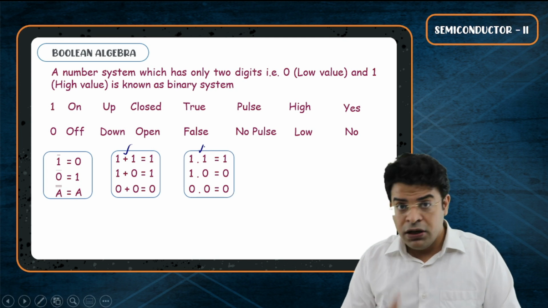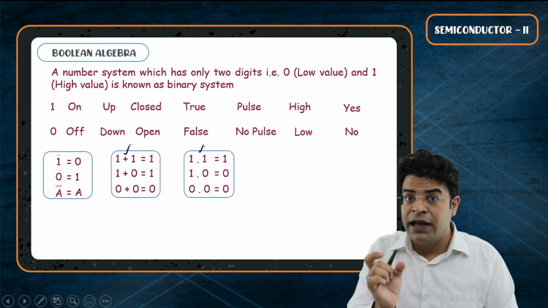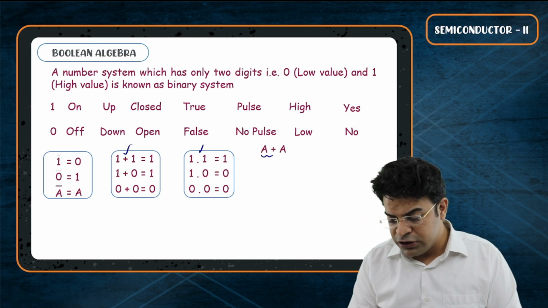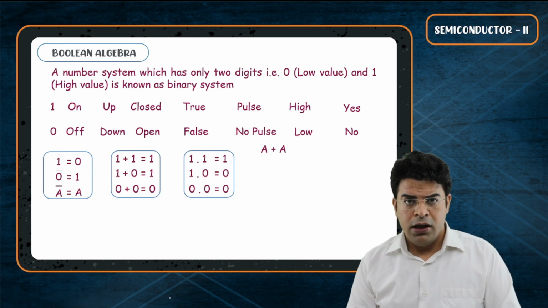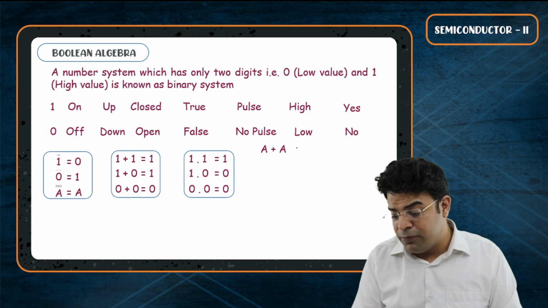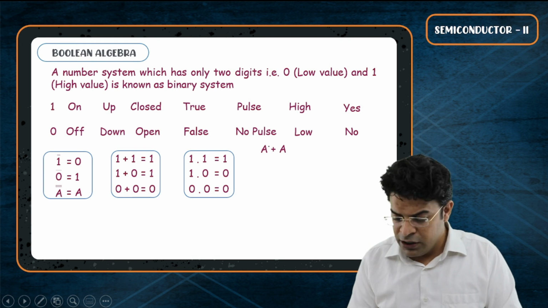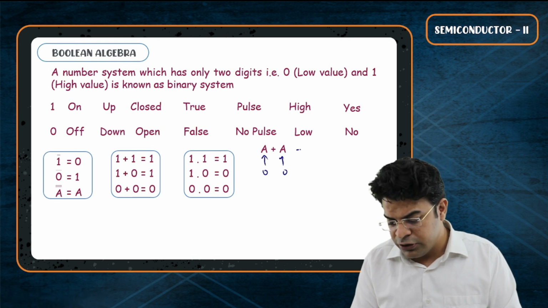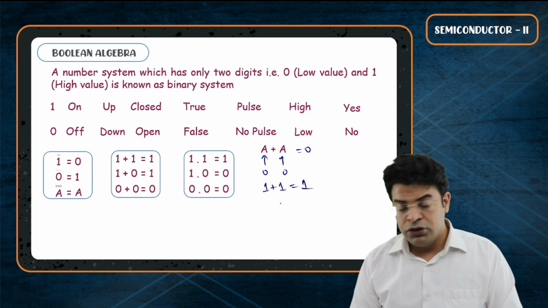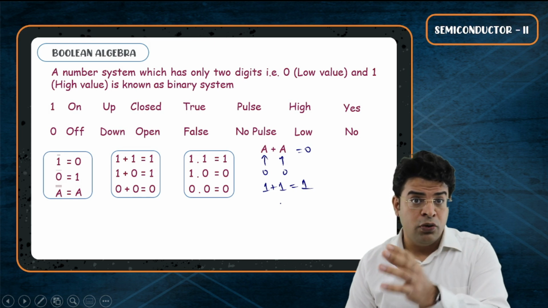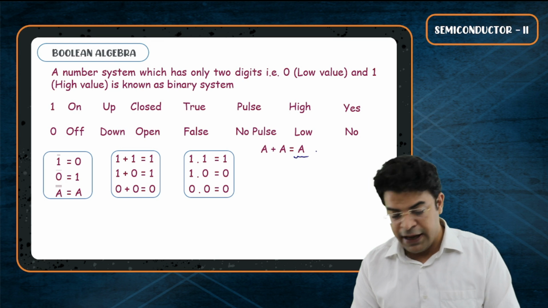Now let's talk about some important things, and I want you to think as I write the answer. Can you tell me what is a plus a? Here you have got two variables. Your heart might be telling you to say 2a. No, that's not how it works in Boolean. If you take a as 0, 0 plus 0 gives you 0. If you take a as 1, then 1 plus 1 gives you 1. So if a is 0, the output is 0. If a is 1, the output is 1. So you can say that a plus a is nothing but a.